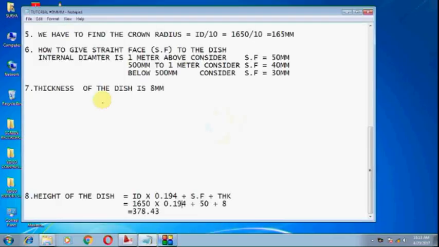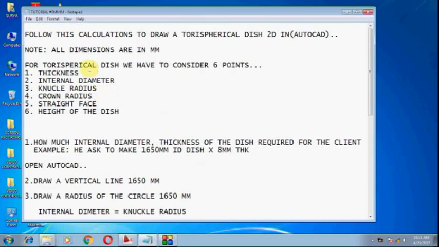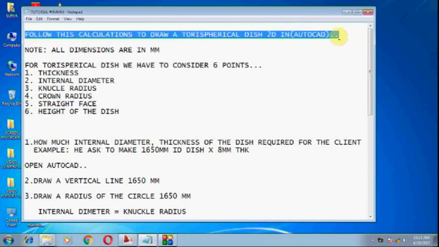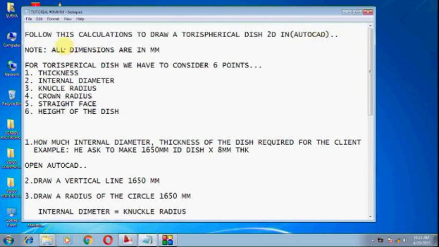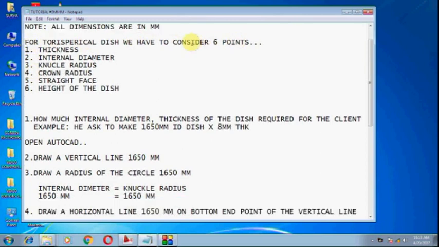In this video, I am going to explain how to draw a torispherical dish in 2D. First of all, follow this calculation to draw a torispherical dish in 2D by using AutoCAD. All dimensions are in mm. For a torispherical dish, we have to consider 6 points. First one is thickness, internal diameter, knuckle radius, crown radius, straight face, and the last one is height of the dish.